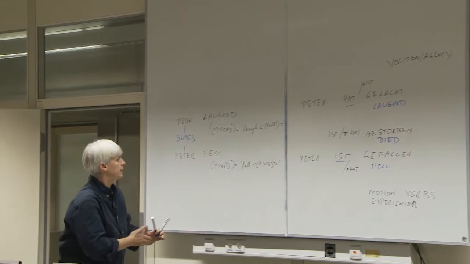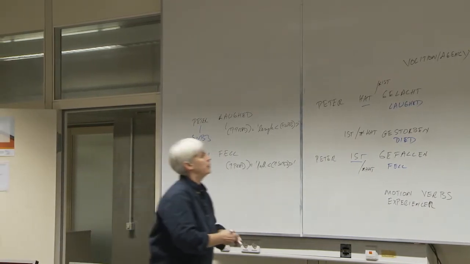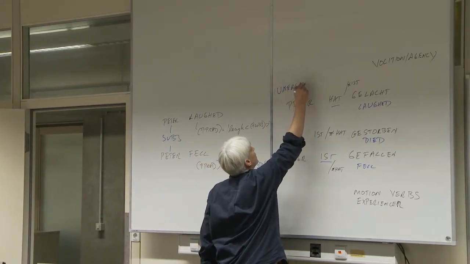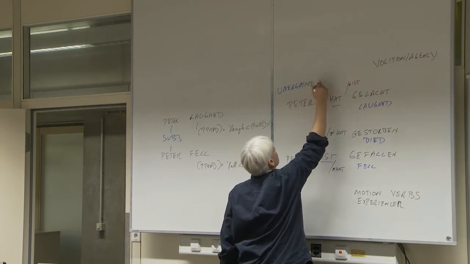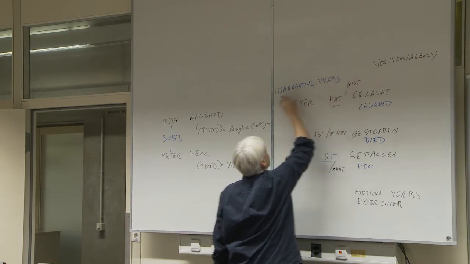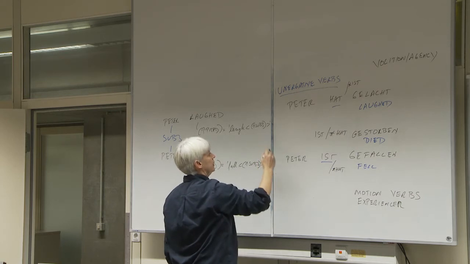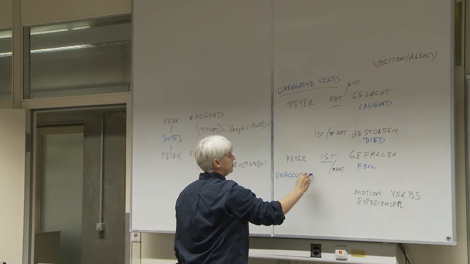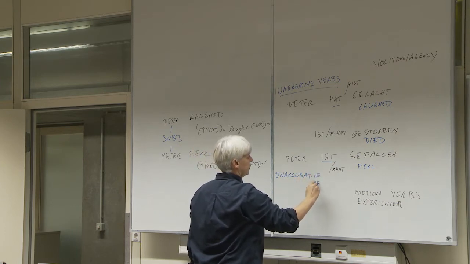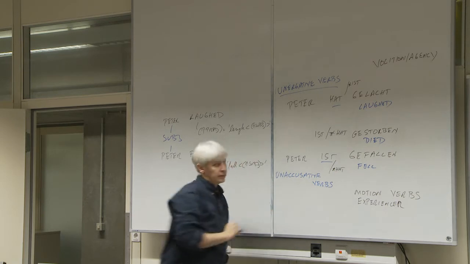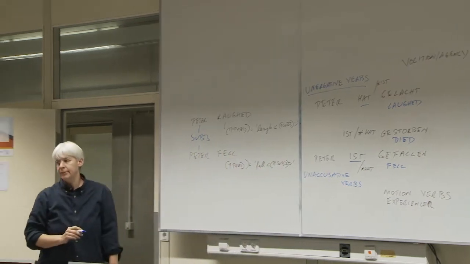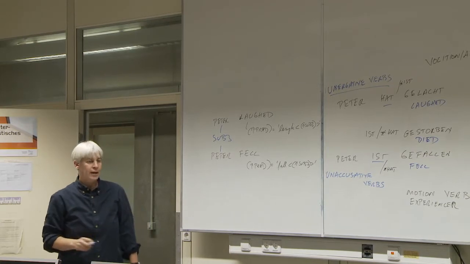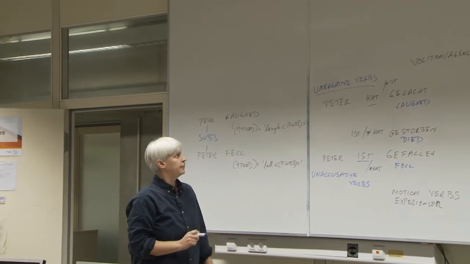So what the distinction usually is called is that these are unergative verbs, and these are unaccusative verbs. And I can try to explain. These names are not a bit odd, they're extremely odd. And I can try to explain to you why they came to be that way.